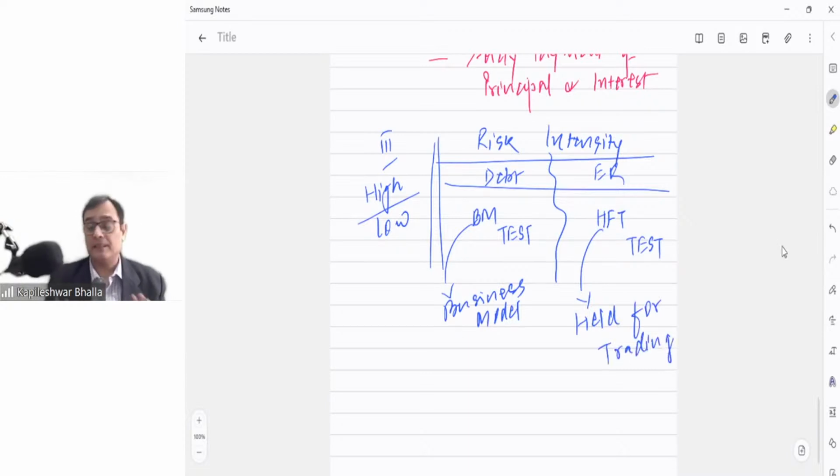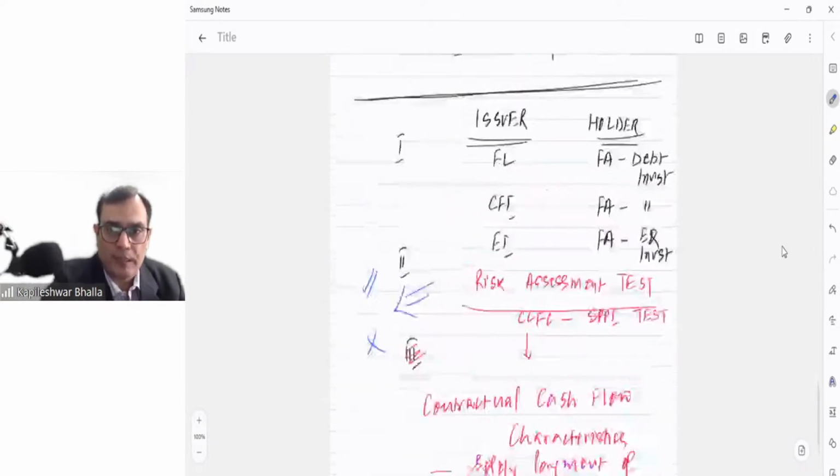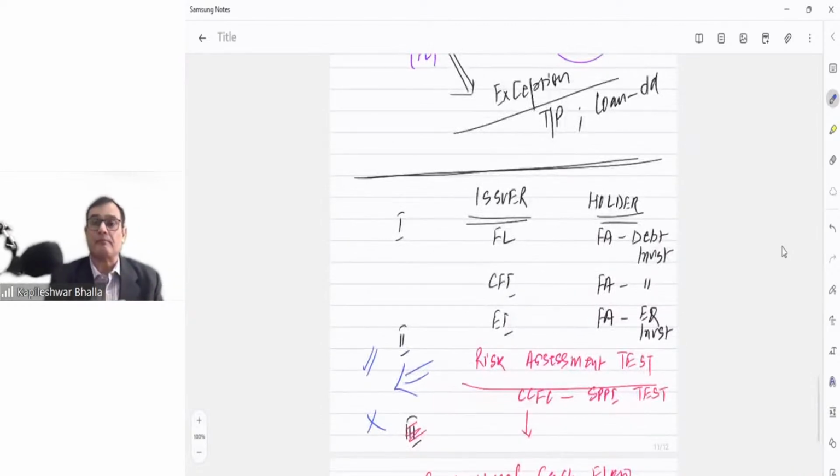So let me consolidate the position once again. What I've given you is a 3-step model with the help of which we will be able to decide things. It's a simple 3-step model which I've created for ease of understanding, so that you're able to reach a conclusion that the financial asset is going to be subsequently measured at AC or FVTPL or FVOCI.